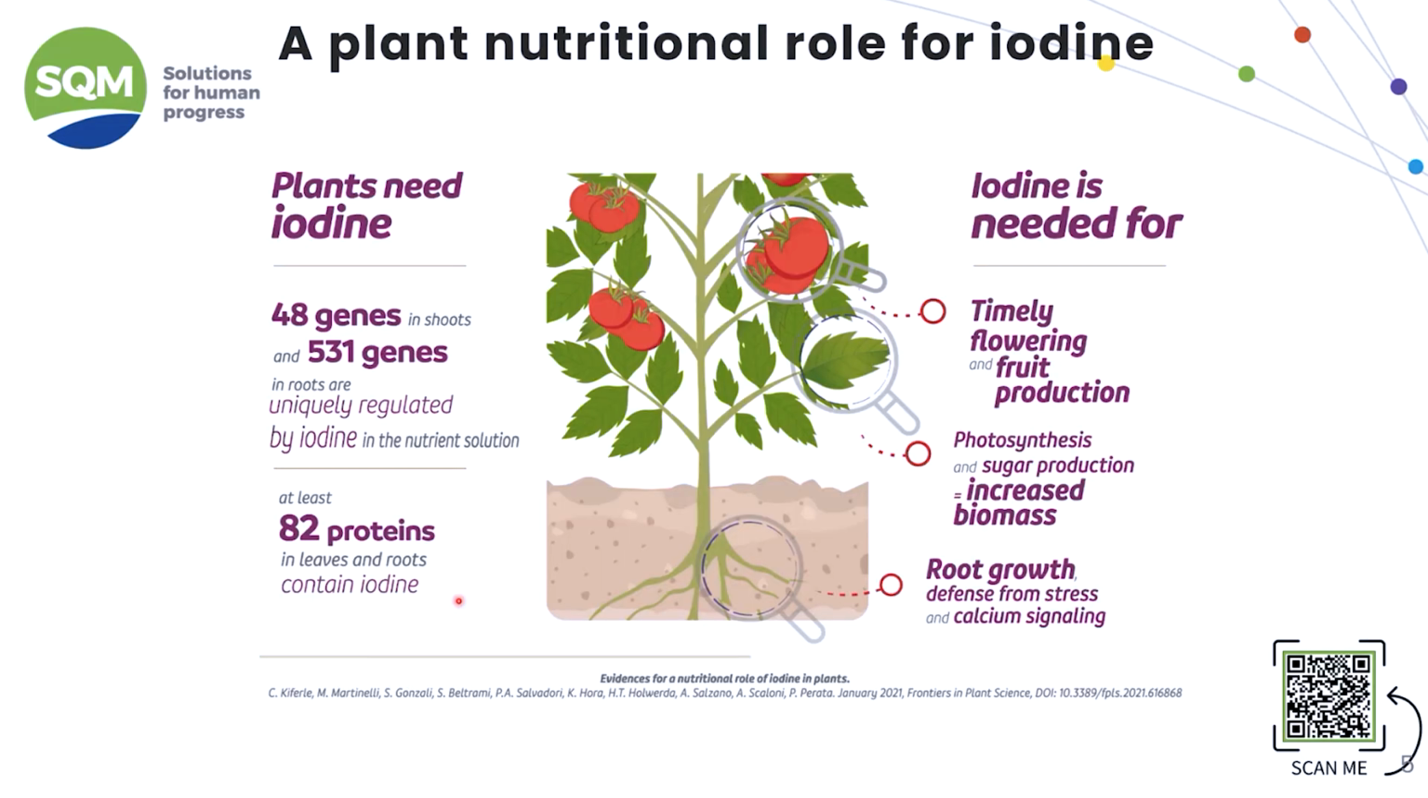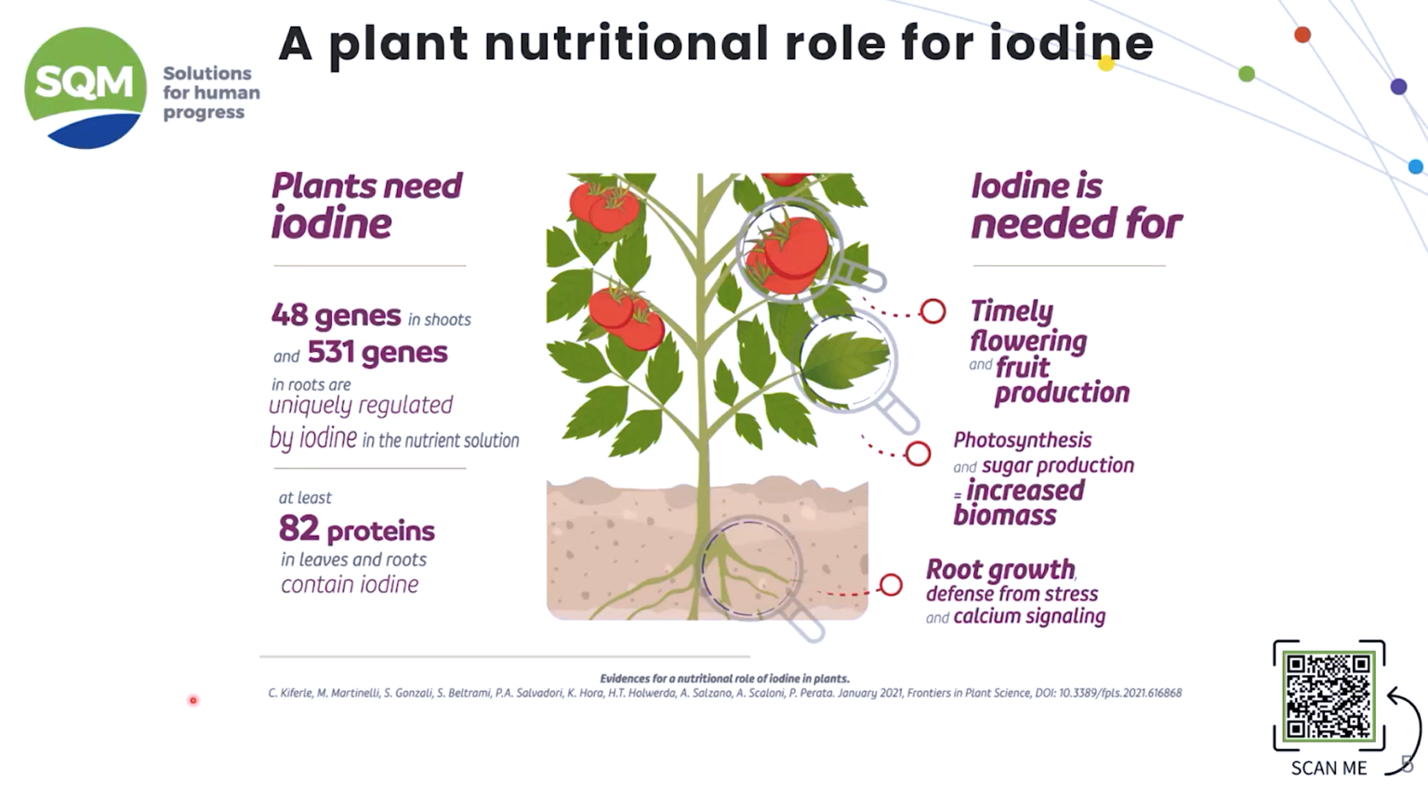There are 82 proteins in the plants, and they are present both in the leaves and the roots of the plant. And when you apply iodine to a plant, there's at least 48 genes in the shoots and 531 genes in the roots that are uniquely regulated by iodine. And when I say uniquely, they do not respond to boron or calcium or any other halogen. They really respond only to iodine.